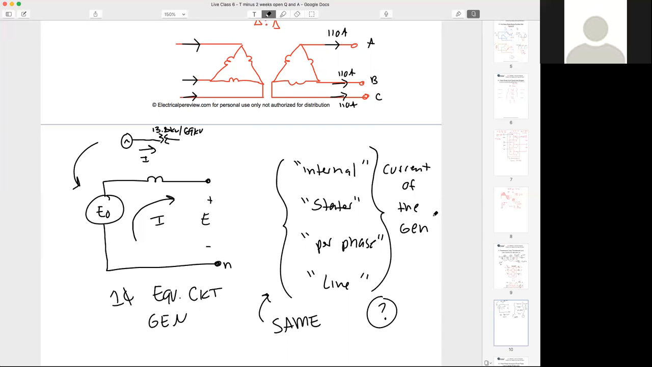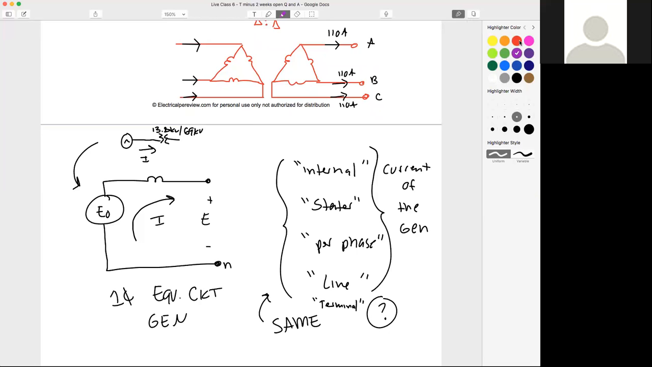Or what is the per phase? Or hey, what's the line current? How about what's the terminal? That's a good one. What's the terminal current? It's going to be that same I value. Does everyone see that? This I is the same.